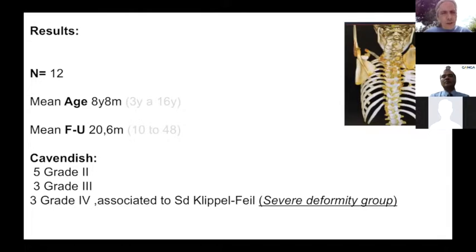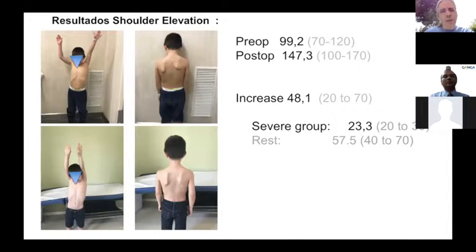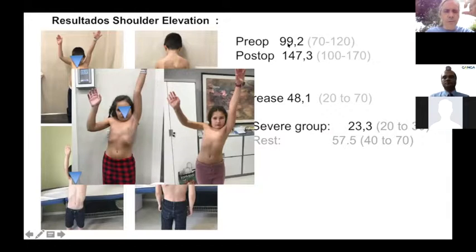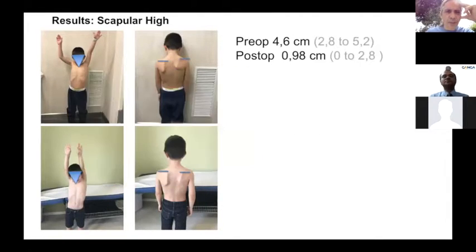And we can talk about two groups: less severe deformities, which are Cavendish grade 2 or 3, and then a severe deformity group, in which 3 grade 4 cases associated with Klippel-Feil deformity were treated. So we gained a mean of 50 degrees of shoulder elevation, but only 20 in the severe group, like this girl. We descended the scapula a mean of 4 centimeters.